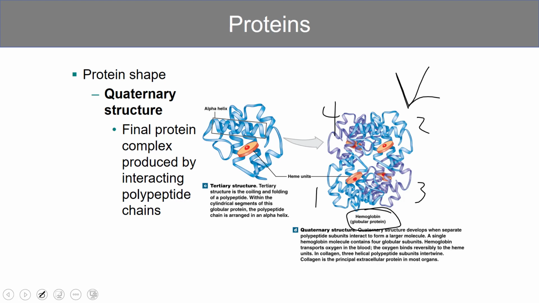So these are 4 proteins that are created, and then they come together in order to form the quaternary structure of hemoglobin. So quaternary structure is a final protein complex produced by the interacting polypeptide chains or subunits. And again, not all proteins have a quaternary structure, only those that are made up of multiple subunits.